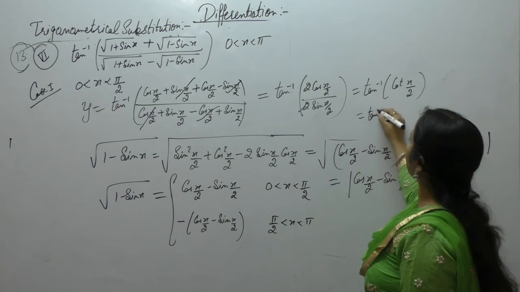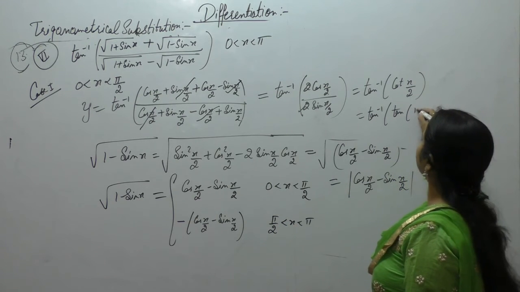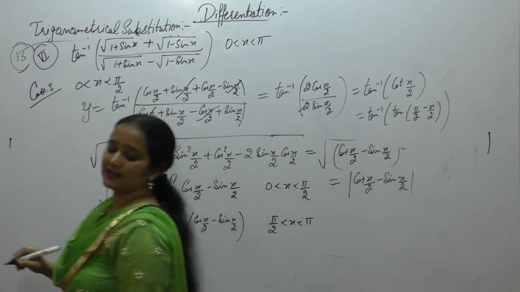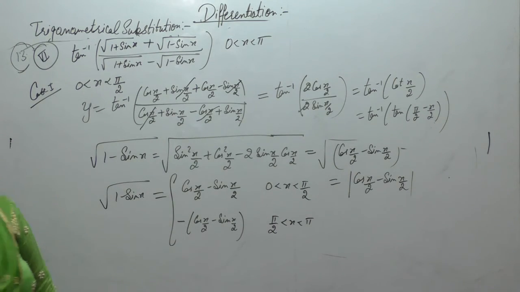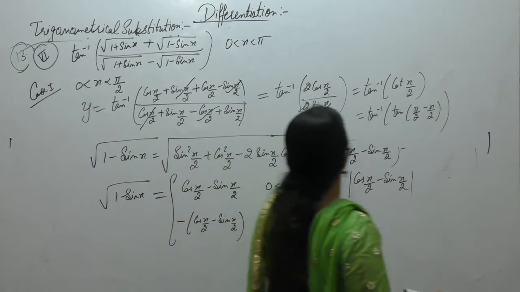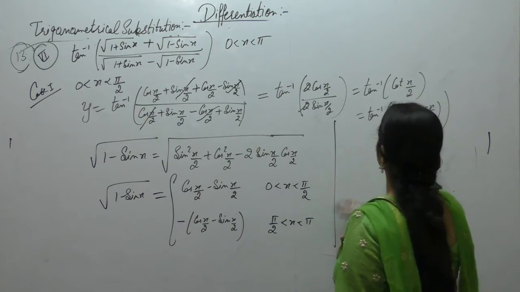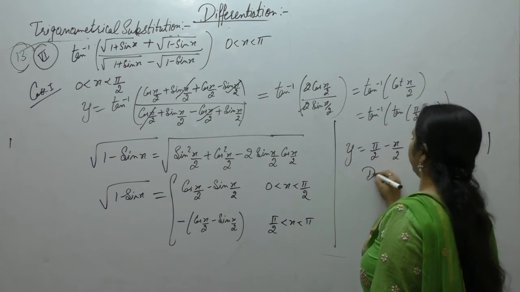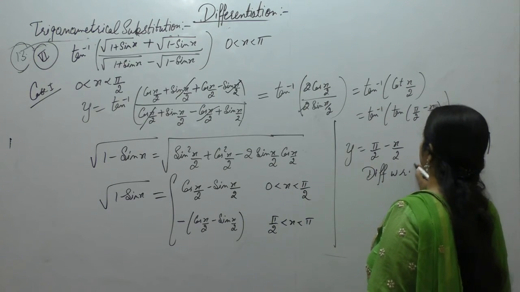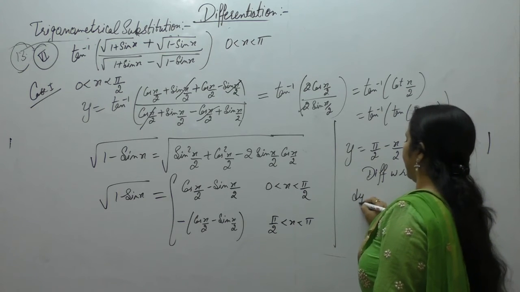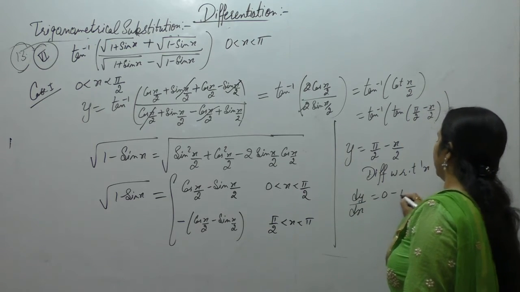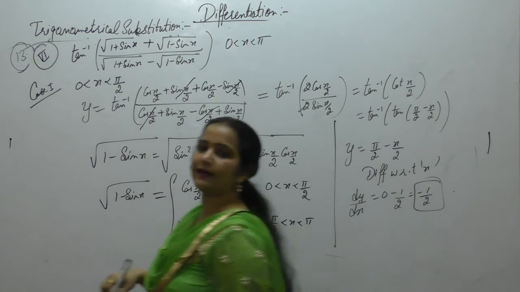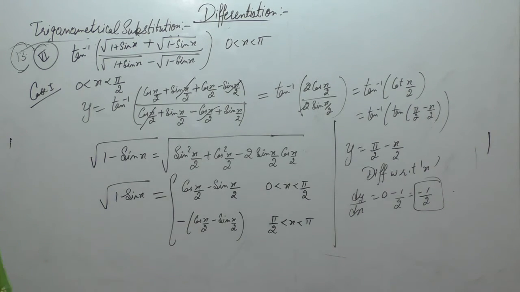We can write cot as tan of 90 minus theta. Cot is tan 90 minus theta. So we get y as pi by 2 minus x by 2. Now differentiate with respect to x. We get dy upon dx 0 minus 1 by 2. Clear? Now second case.